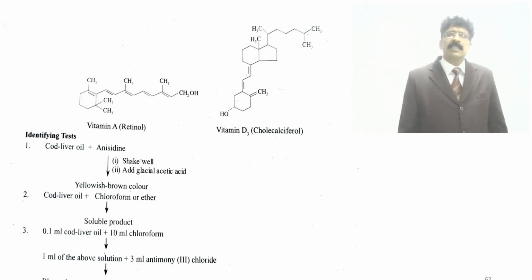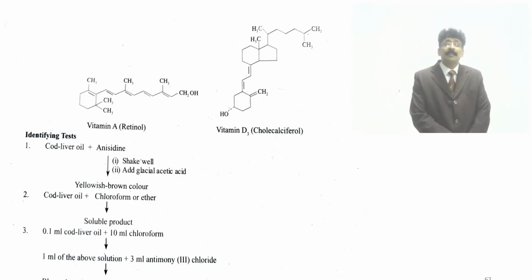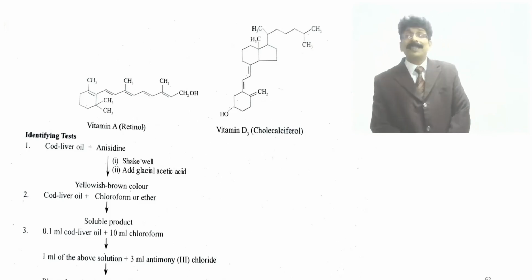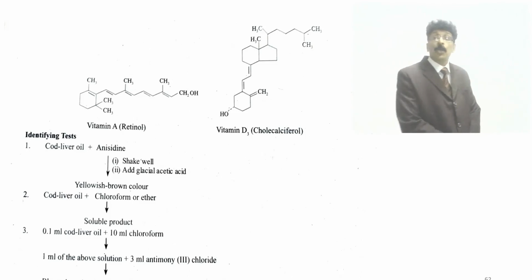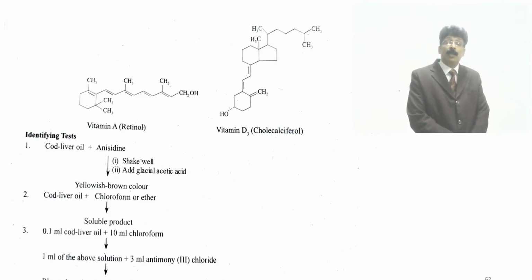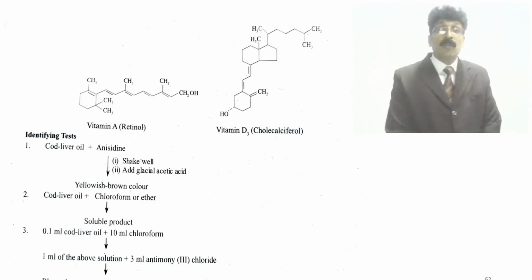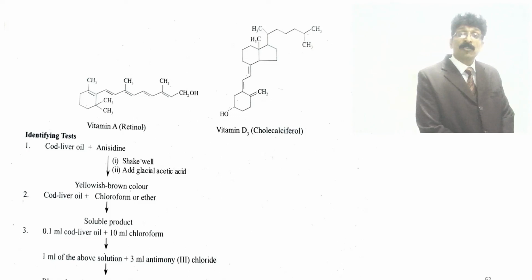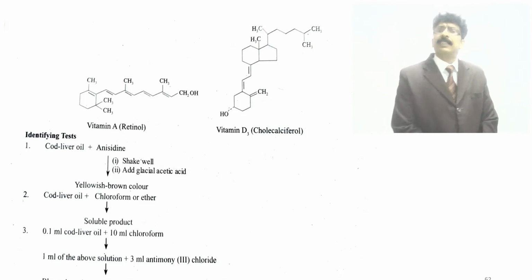Identification test for this cod liver oil: cod liver oil added with anisidine, shake well, add glacial acetic acid, you will get a yellowish brown color, the first one. Second one, cod liver oil is soluble in chloroform and ether. Take 0.1 ml of cod liver oil, add 10 ml of chloroform, and add 1 ml of the above solution to 3 ml of antimony trichloride. When you add, a blue color develops but immediately fades rapidly. This is an identification test for cod liver oil.